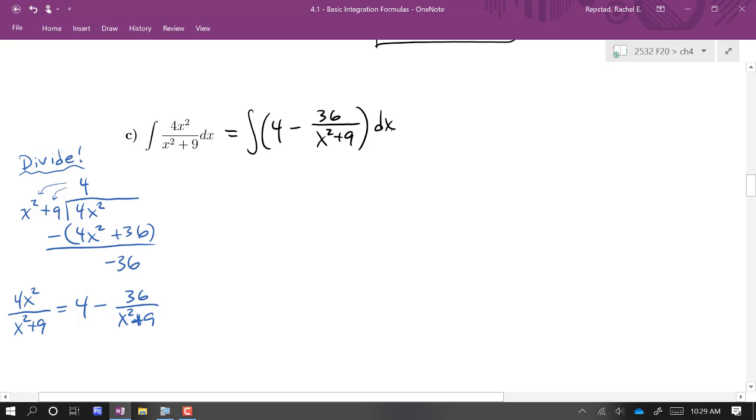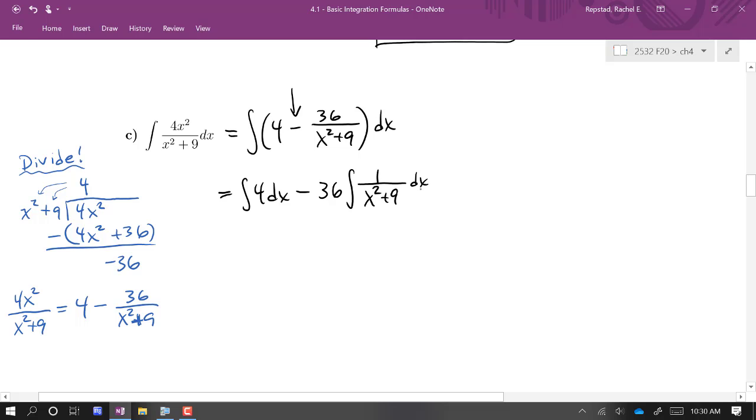And now that I have it written as a couple of different terms, I'm going to split up the integral over this subtraction. So I got the integral of 4 dx minus, and I'm going to yank out that factor of 36 from the second integral. So 36 integral 1 over x squared plus 9. Now we should be feeling better about what we're looking at here.